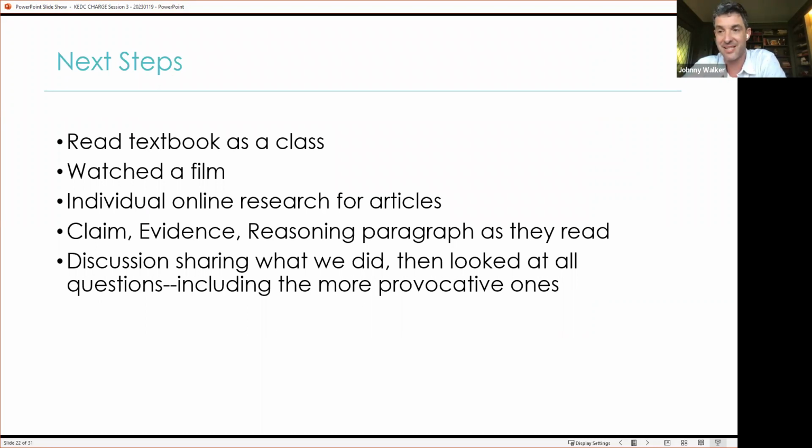We read a textbook as a class. This is something we did before anyway, but here they're actually interested and they're reading with a purpose, which is one of those sort of magic bullet things that you're looking for. How can I get my kids to read with a purpose? Well, they've already formulated a question that they're looking for answers to, and they're shouting, "Oh, that's evidence right there." And they're watching a film with a purpose, researching for a purpose. The claim evidence reasoning paragraph.